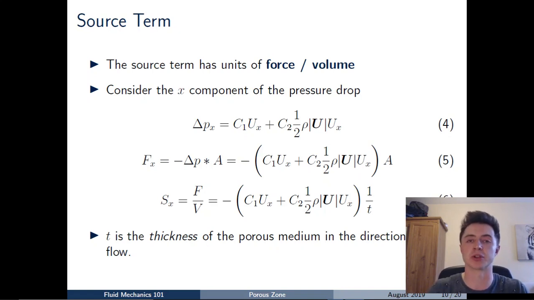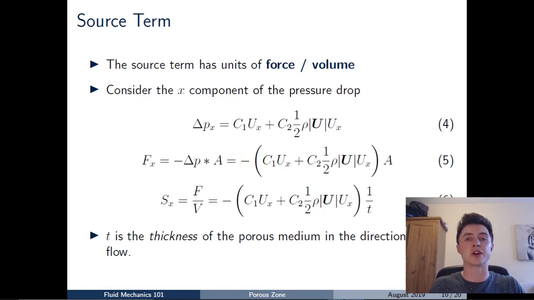And just for simplicity here, I'm just going to look at the x component, and you can do the same for the y and z components if you wish. So starting with the pressure drop in the x direction, that's equation 4, then the force will be the pressure drop multiplied by the frontal area of the porous zone. So that's the area that the fluid encounters as it hits the porous zone. And of course, remember, we want the force on the fluid and not the force on the solid. And so we add a minus sign there in equation 5, which is the force. And then to get the source term, we divide the force by the volume of the cell, V. And so we arrive at equation 6 there.